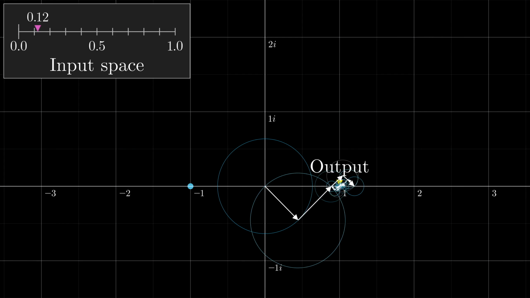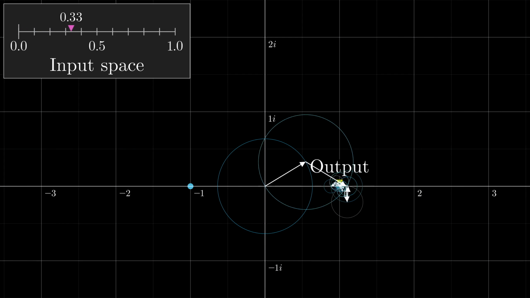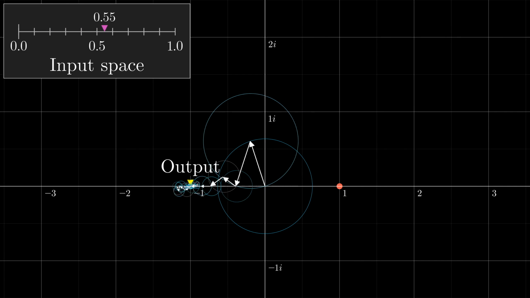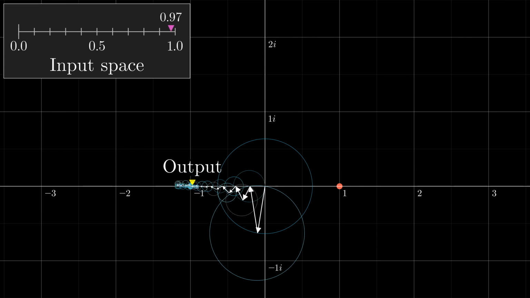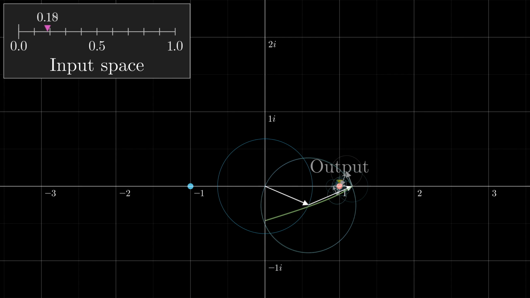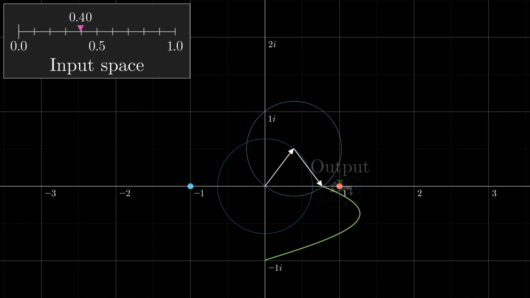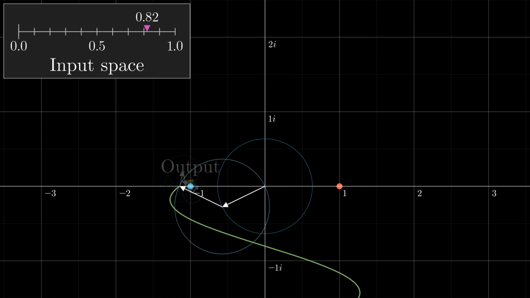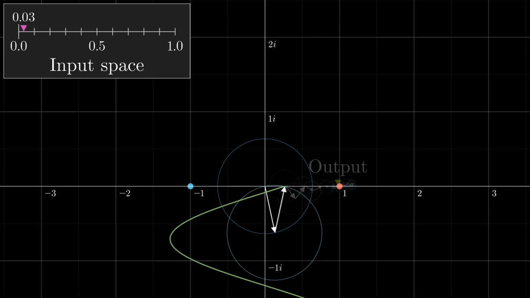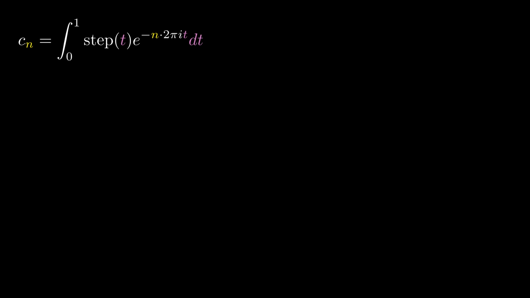So in the Fourier series approximation, the vector sum stays really close to 1 for the first half of the cycle, then quickly jumps to -1 and stays close to that for the second half of the cycle. And remember, each pair of vectors rotating in opposite directions corresponds to one of the cosine waves that we were looking at earlier. To find the coefficients, you would need to compute this integral.